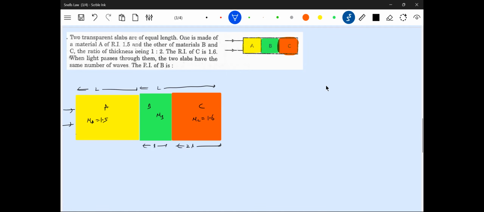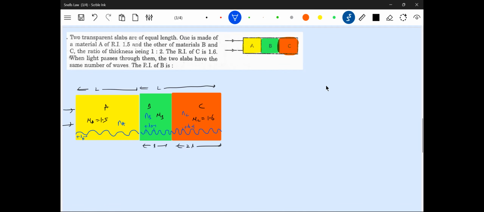So we will start thinking like this. This is one wave. And in different media, the wavelength has to be different. What is lambda 1? This will be lambda A, this will be lambda B, and this will become lambda C. The numbers of waves in these will be NA, NB, NC. They are the number of waves.